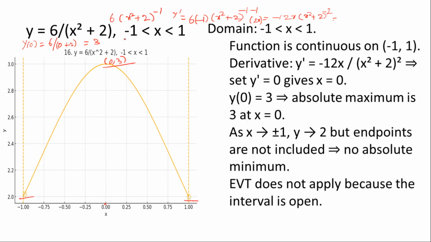Here the intervals are open intervals, so the endpoints are not included. So there is no absolute minimum. In this function also, the extreme value theorem does not apply because the interval is open.